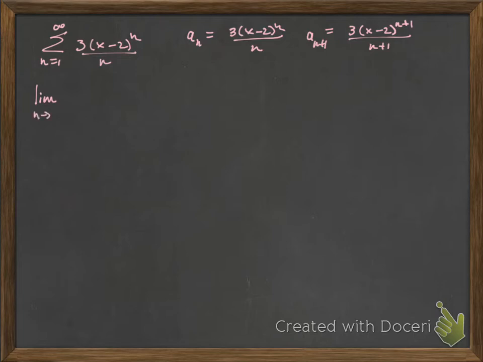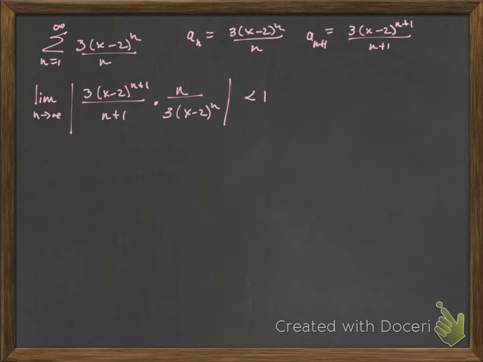So now we're going to look at the limit as n goes to infinity of 3(x minus 2)^(n plus 1) over n plus 1, divided by a sub n, which is multiplying by 1 over a sub n. So it's going to be the reciprocal, n over 3(x minus 2)^n, and we're going to force that to be less than 1.